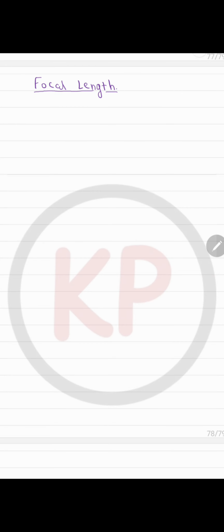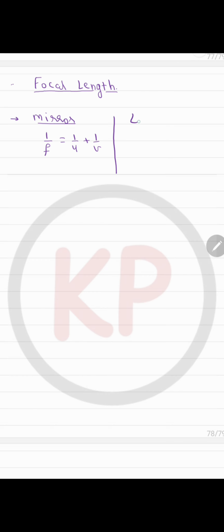We'll revise chapter number 9, ray optics. We'll start with focal length. Too many formulas are there for focal length. At first, we'll start with mirror. For mirror, focal length is given by, I'm writing down the reciprocal, 1 by f is equal to 1 by u plus 1 by v. For mirror, this is the formula.